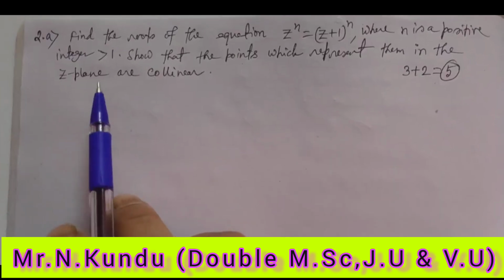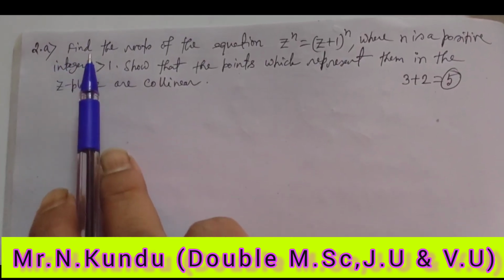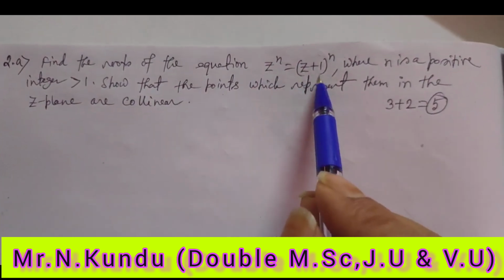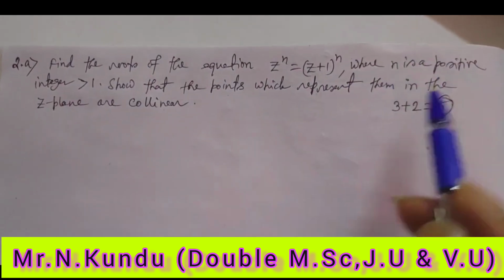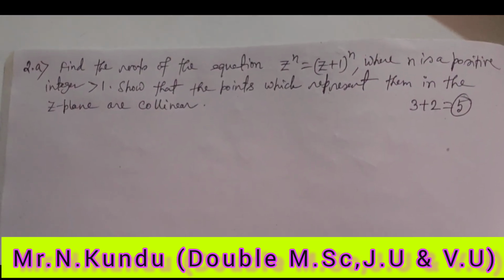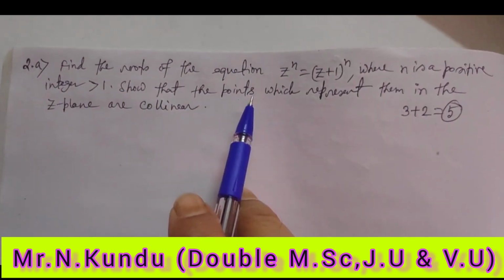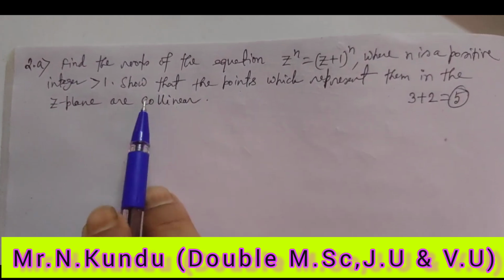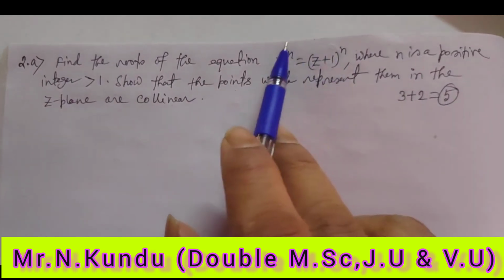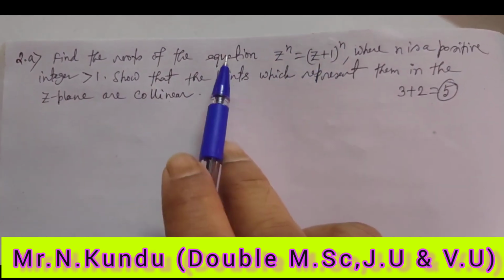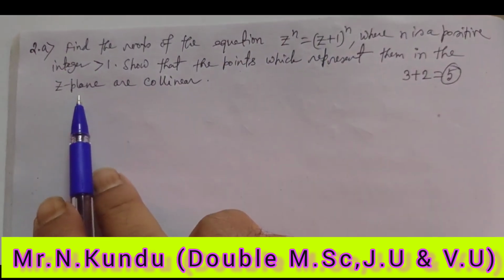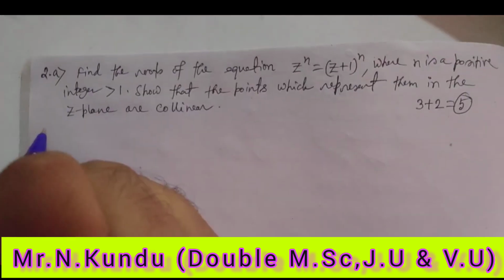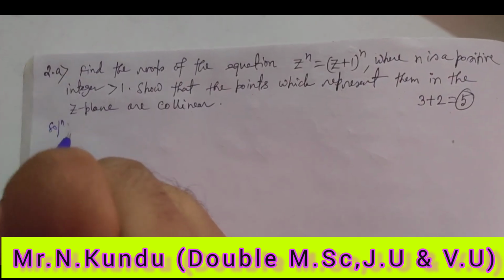Next question, a 5 marks question, two part A. Find the roots of the equation z to the power n equals (z plus 1) to the power n, where n is a positive integer greater than 1, so that the points which represent them in the z plane are collinear. That is, the roots of this equation lie on a line in the complex plane, and we have to prove that. Solution.